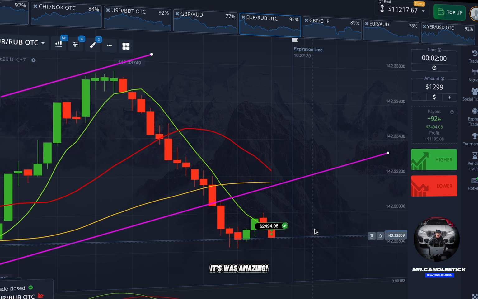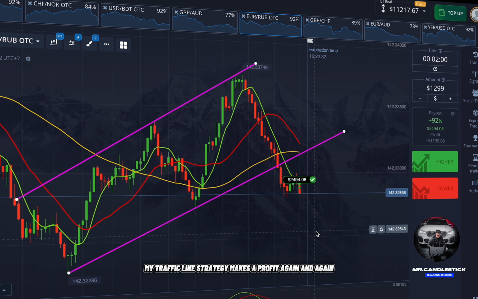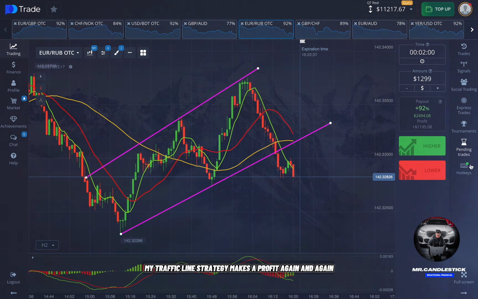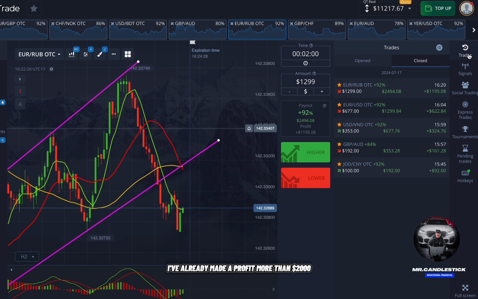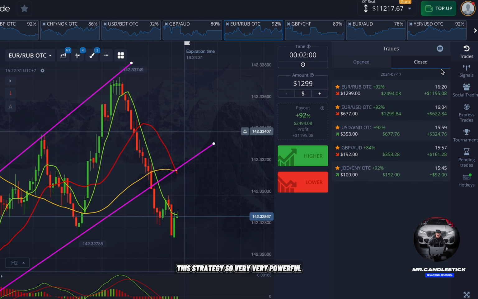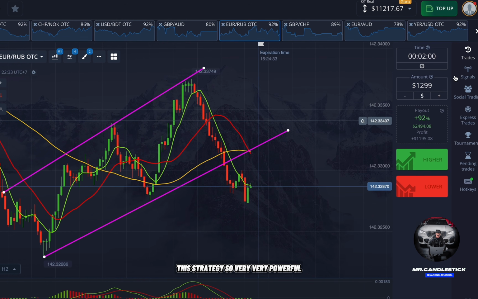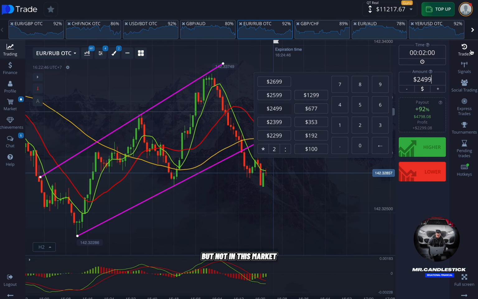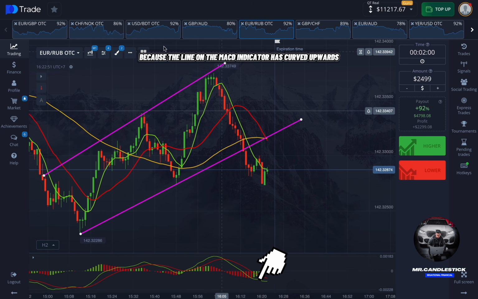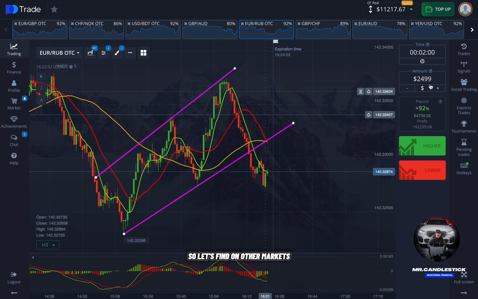It was amazing! My traffic line strategy makes a profit again and again. 5 trades without a loss. I've already made a profit more than $2,000. This strategy's so very, very powerful. Okay, let's make more profit. But not in this market, because the line on the MACD indicator has curved upwards. So let's find on other markets.